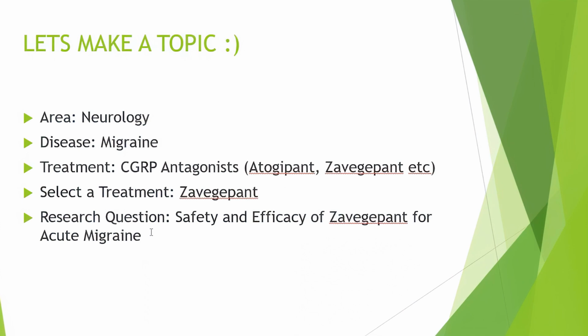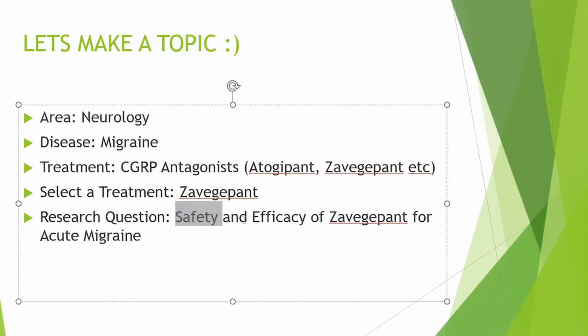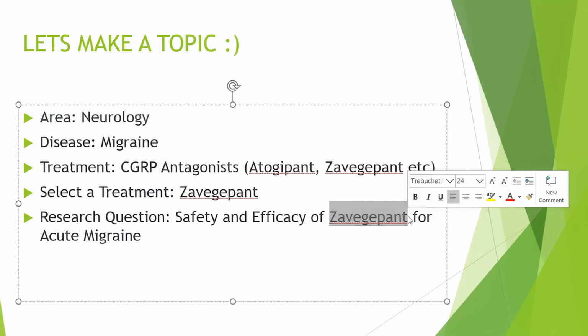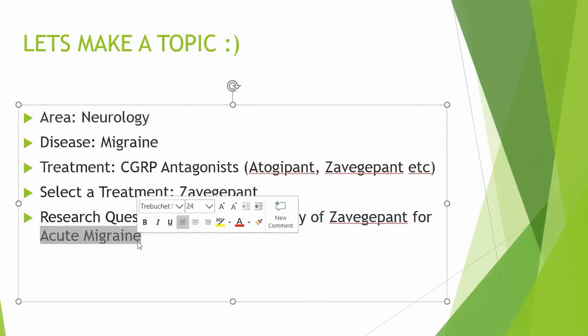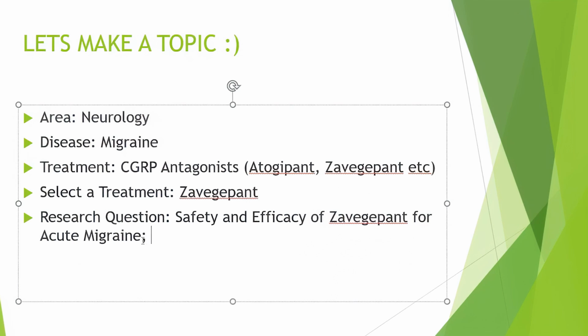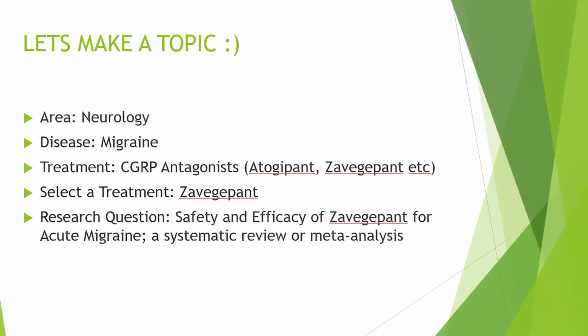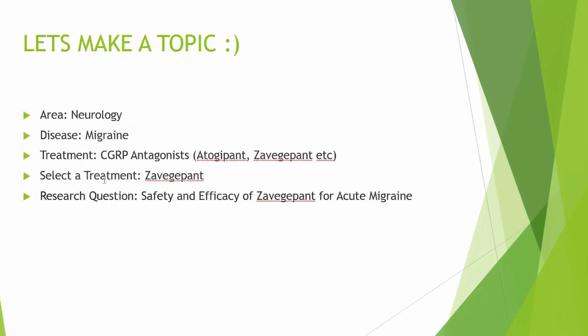And lastly, we're gonna make the research question. The research question usually involves using the words safety and efficacy, tolerability, or usability, basically synonyms of these words. Then you mention the drug, which in this case was zavegepant. Then you mention the disease, acute migraine, and then lastly you say systematic review or meta-analysis. That's literally it. Okay, so this is how we basically make a topic, and as you can see, we've got the final form of the topic right here.